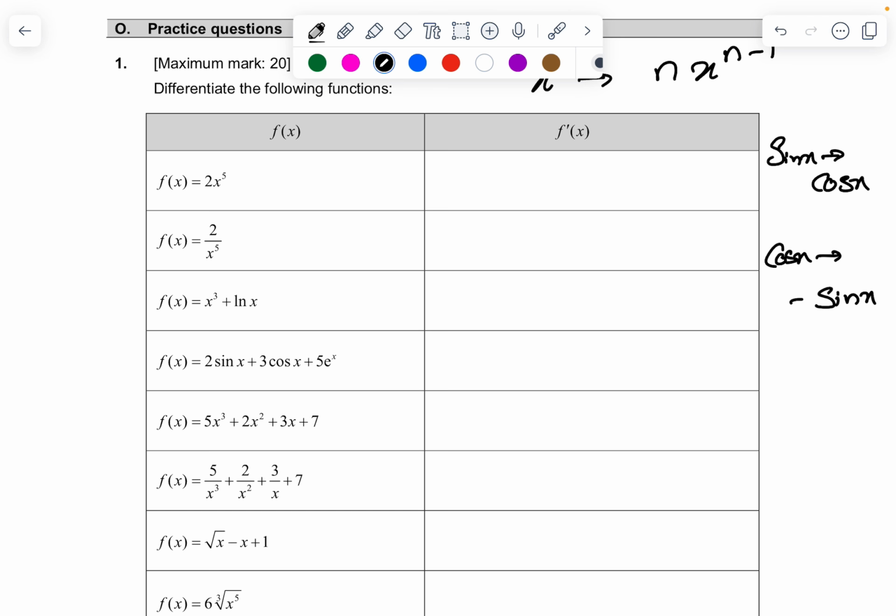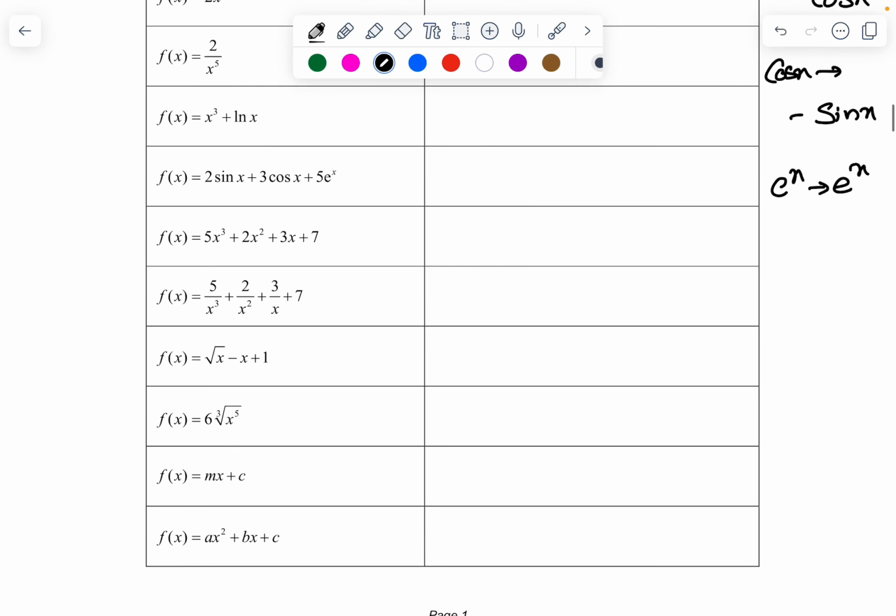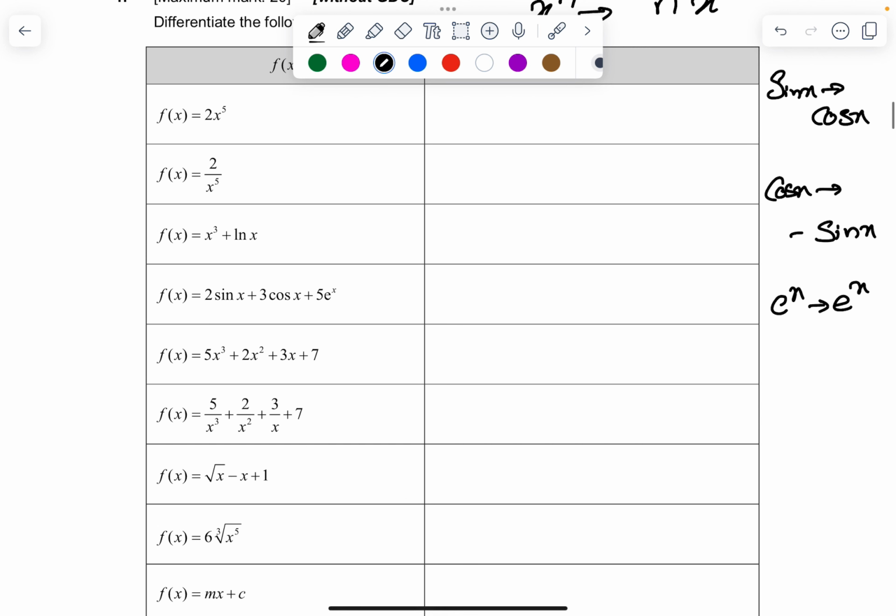And do we have anything? e to the power x derivative is going to be e to the power x. That's all in this first question. These are the formulas that we need to learn. So 2 x to the power of 5 derivative is 5, x to the power of 5 minus 1 is 4, which is going to be 10 x to the power of 4.